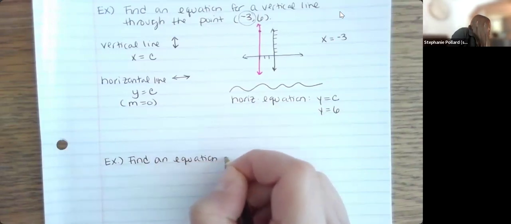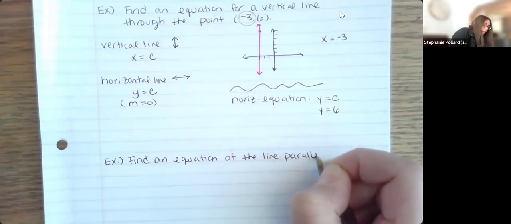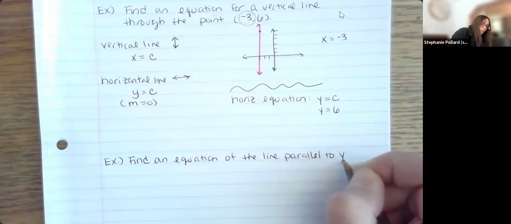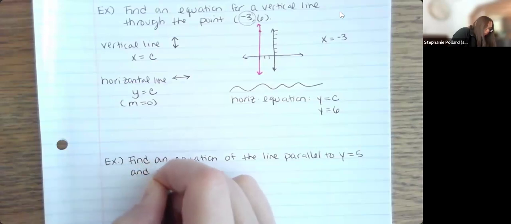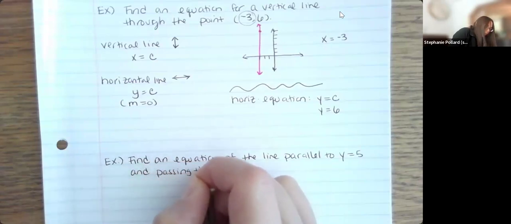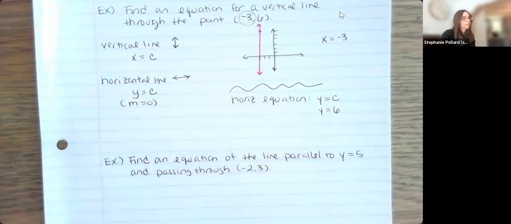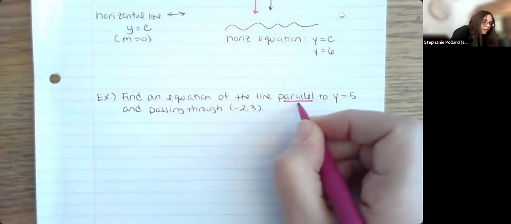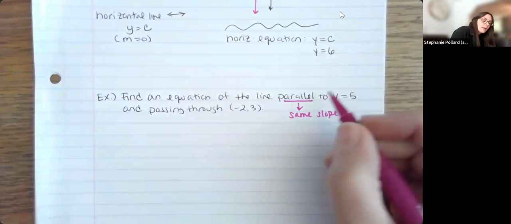Find an equation of the line parallel to y equals 5 and passing through -2, 3. Now you want to remember here that parallel means the same slope, right? So if you see a question that says parallel, you want to think, hey, this has got to be the same slope as the other line. Well, in this case, the other line is y equals 5.